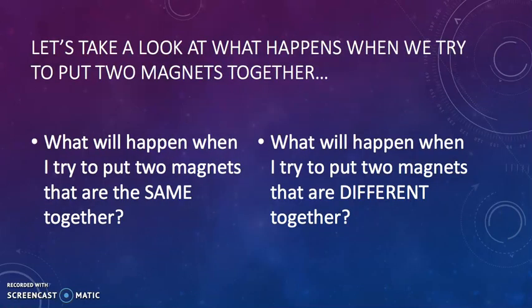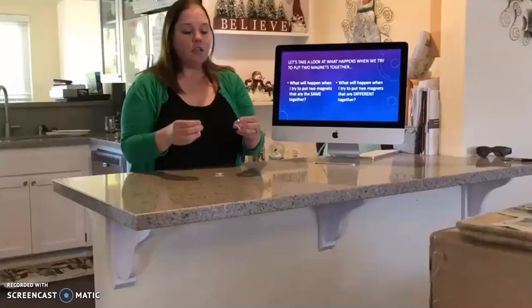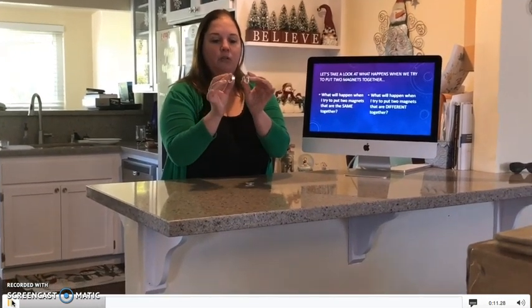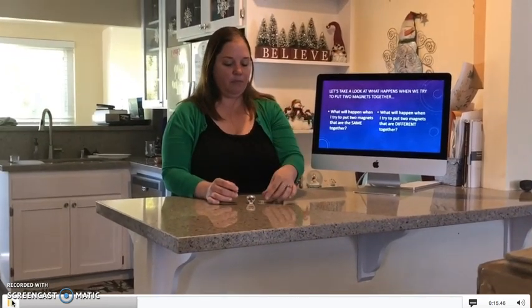So let's take a look at what happens when we try to put two magnets together. What will happen when I try to put two magnets that are the same together? And what will happen when I try to put two magnets that are different together? So we're going to look at some magnets as a demonstration of what happens with atoms. I have two magnets that are the same. They look the same, but they also have the same polarity or the same charge. And then I have a third magnet that's a little bit different.